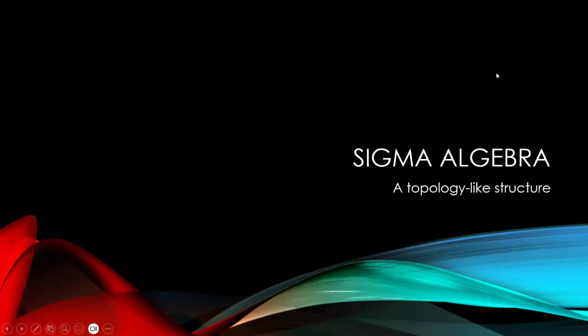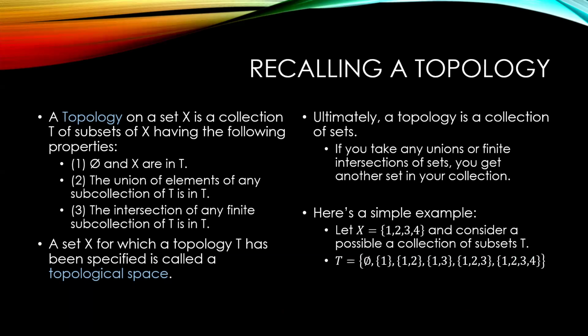And so we're going to begin with this idea of a sigma algebra. A sigma algebra is a structure which is very similar to a topology, but with one big difference. So let's refresh what a topology is. A topology on a set X is a collection T of subsets of X having the following properties. The empty set and the whole set must be in T. The union of elements of any subcollection of T is in T, and the intersection of any finite subcollection of T is also in T.